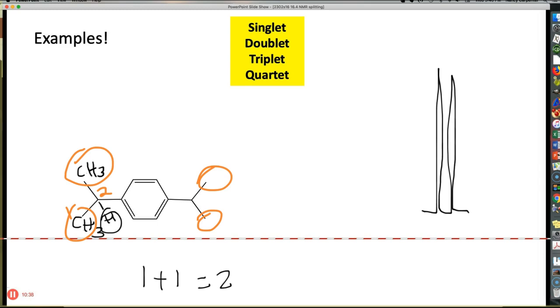Fine. Well, what about this guy? How many does it have next door? Well, for crying out loud, it has 6. I've got 1, 2, 3, 4, 5, 6. So that's going to show up as something that's not even in the box. It's called a septet, and it's such a mess. That's what a septet looks like, only it's really short and squatty, so you can barely see it. It's a 7-line signal, and oftentimes you can't even see the very outlying peaks. Okay? So I have a doublet and a septet.